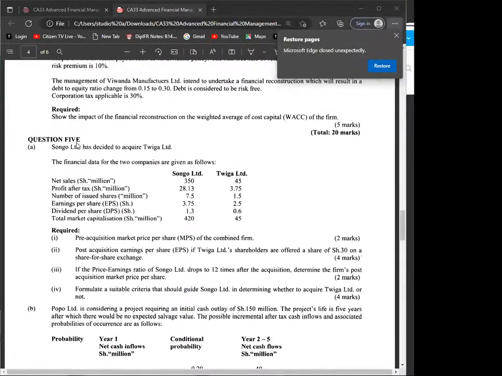So like now this question here: Songo Limited, should have been Sonko, has decided to acquire Twiga Limited. So meaning that Songo is the predator, Twiga is the targeted company. The financial data for the two companies are given as follows. We have the net sales, the profit after tax, the number of issued shares, earnings per share, dividends per share, and total market capitalization. And then number 1, they want us to give the pre-acquisition market price per share of the combined firm. Quite confusing. It's pre-acquisition, but for the combined firm.